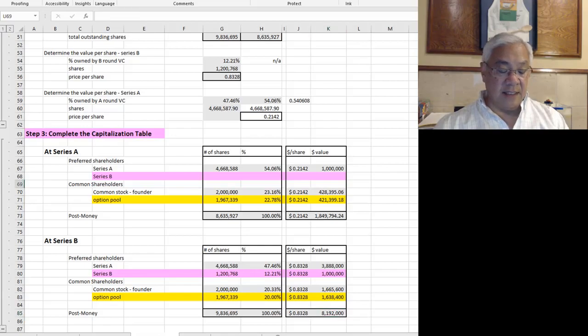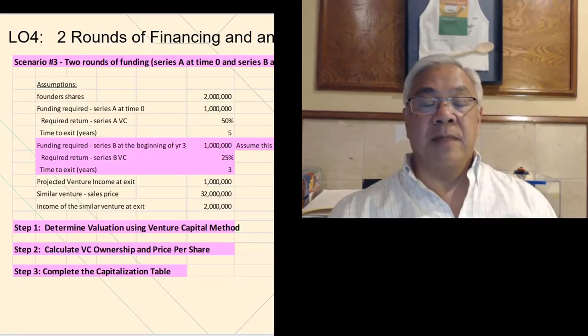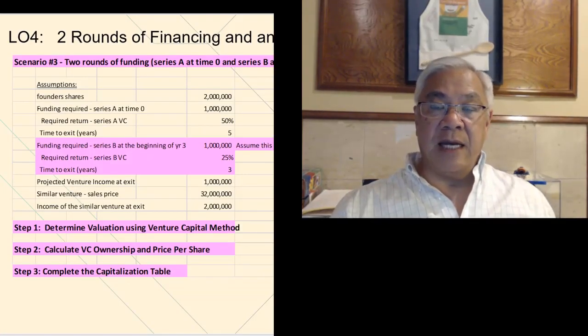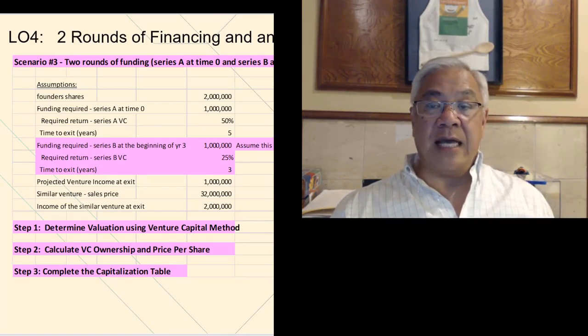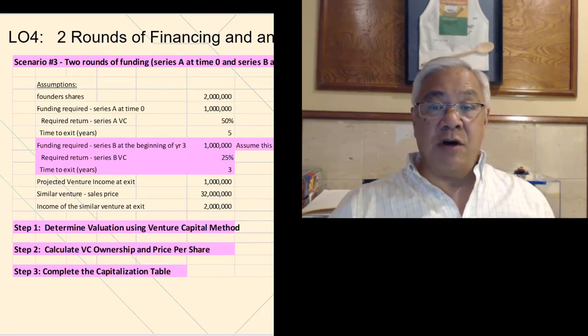All right, so then that's the complex scenario of 2 rounds of financing and an option pool, with the assumption that everyone knew this was necessary at the time of the initial offering. Now you might ask, well, what if they don't know?